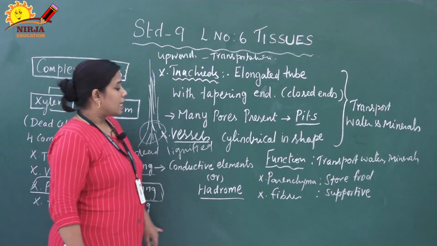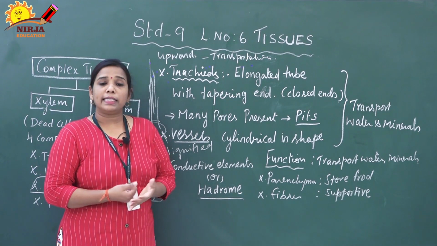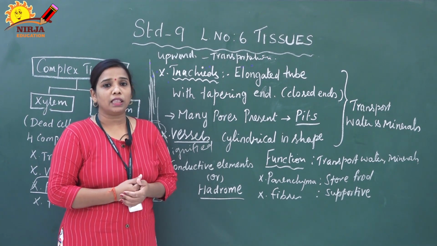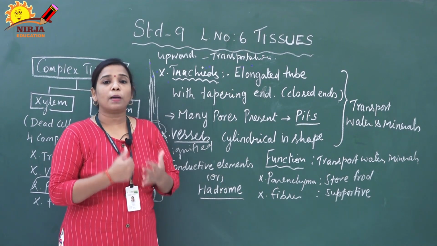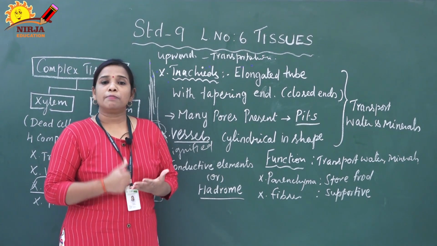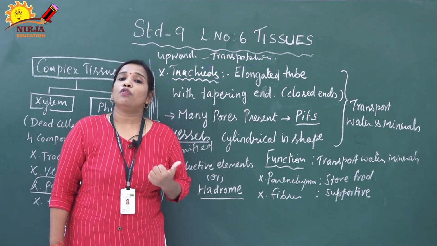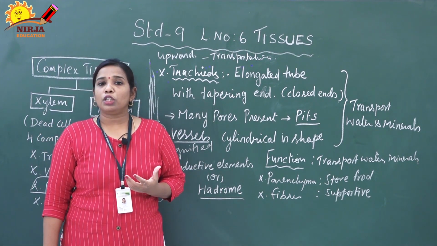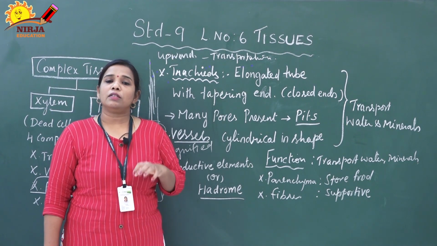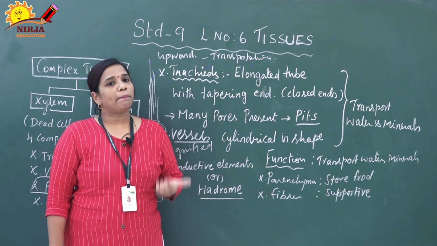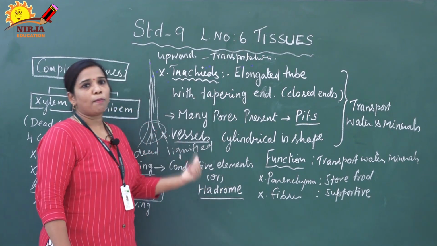Next one is xylem parenchyma and xylem fiber. Xylem fiber, as we know, is made up of dead cells, and the cell wall is very thick. What is the role? It gives protection to the xylem, so it has a supportive and protective function. Then xylem parenchyma helps to store food material. Xylem parenchyma needs to live, so food material is stored inside the xylem parenchyma. I hope you have understood the xylem components.